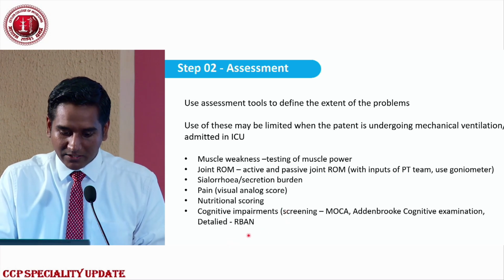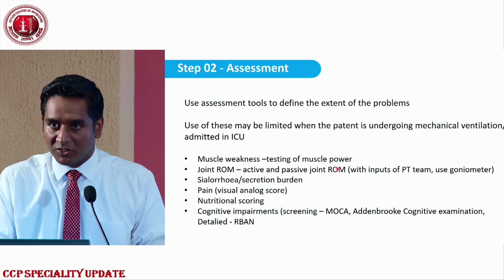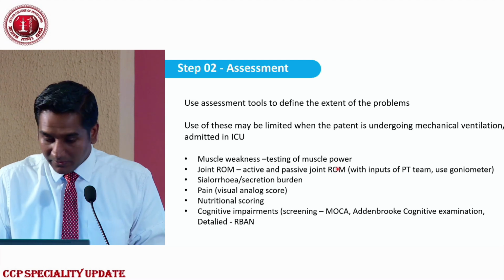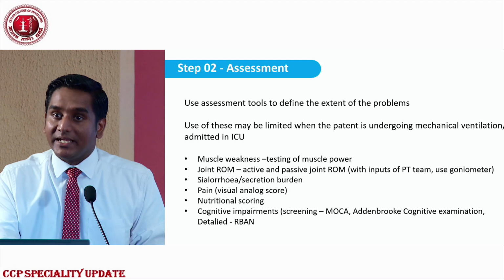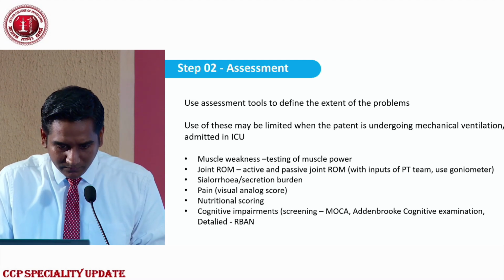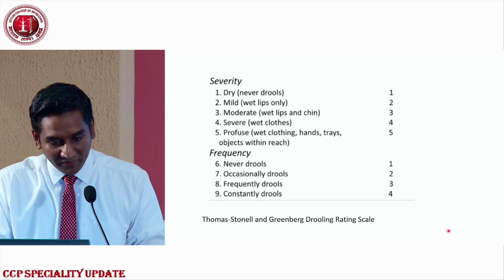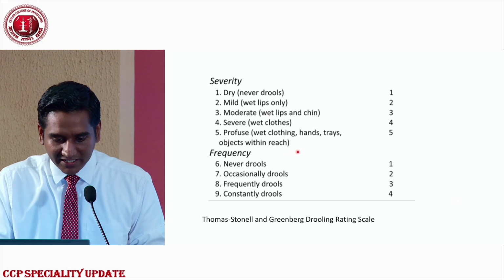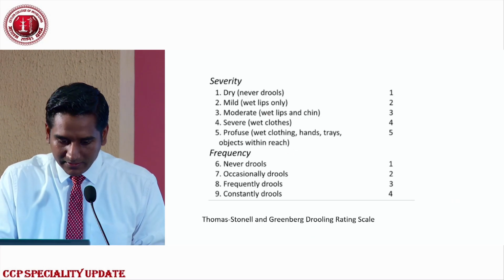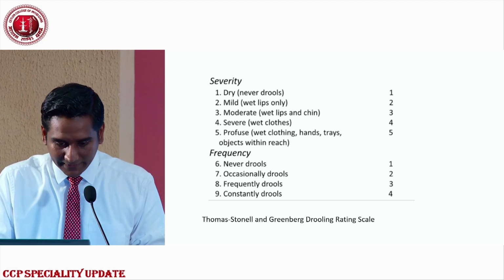So what we use there is called R-band. But for initial assessments, a MoCA is enough, which is not copyrighted. But when the patient is ventilated, again, we might have to wait before doing these. Right, this is the sialorrhea scoring system, which is a good, easy to do one. So we check the severity as well as the frequency. The higher the score, the more disabled or more severe the problem is.